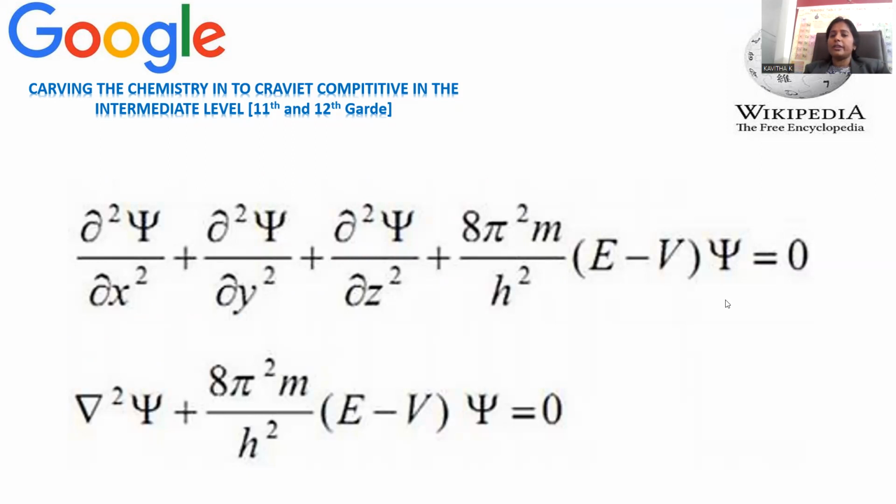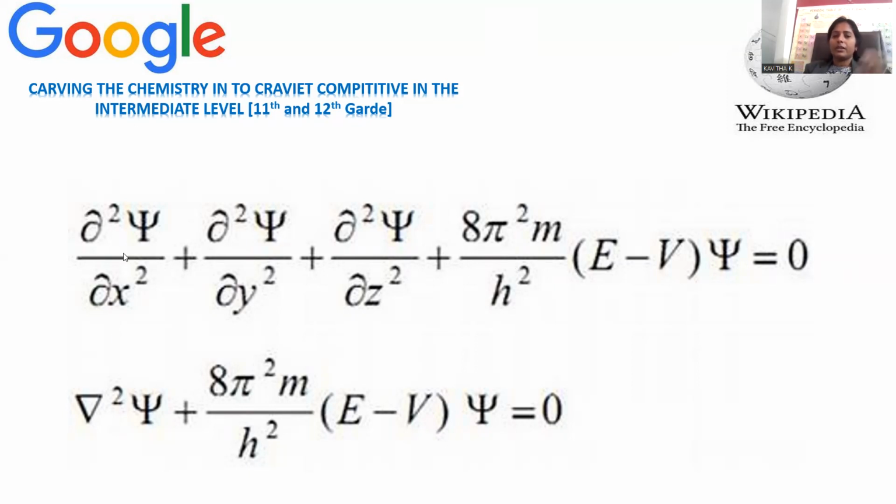The equation is elaborately given like this: dou square psi by dou x square plus dou square psi by dou y square plus dou square psi by dou z square. This is because the three-dimensional representation of matter is taken into consideration: x coordinate, y coordinate, z coordinate. Let me repeat. Dou square psi by dou x square plus dou square psi by dou y square plus dou square psi by dou z square plus 8 pi square m by h square into E minus V psi is equal to 0. This is the equation. But writing such a lengthy equation every time is somewhat difficult. That's why we made a shortcut for this.